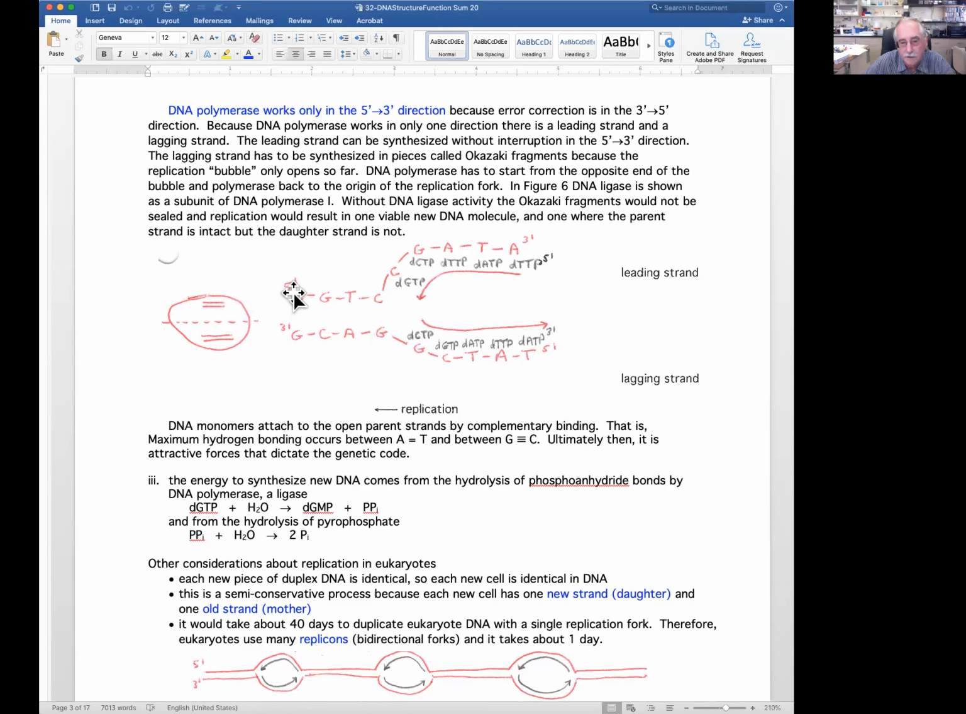So notice that this was pre-existing. So they call that a mother strand. This is new, so they call that the daughter strand. So each new cell has a duplex DNA made up of one strand from the mother, one strand from the daughter. And these two cells should be identical.